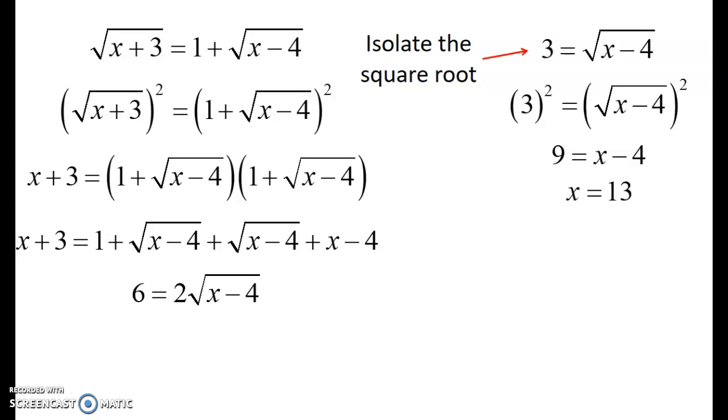Now we have to check it. So 13 plus 3 is 16. The square root of 16 is 4. On the other side of the equal sign, 13 minus 4 is 9. Square root of 9 is 3, plus 1 is also 4. So that does work out.